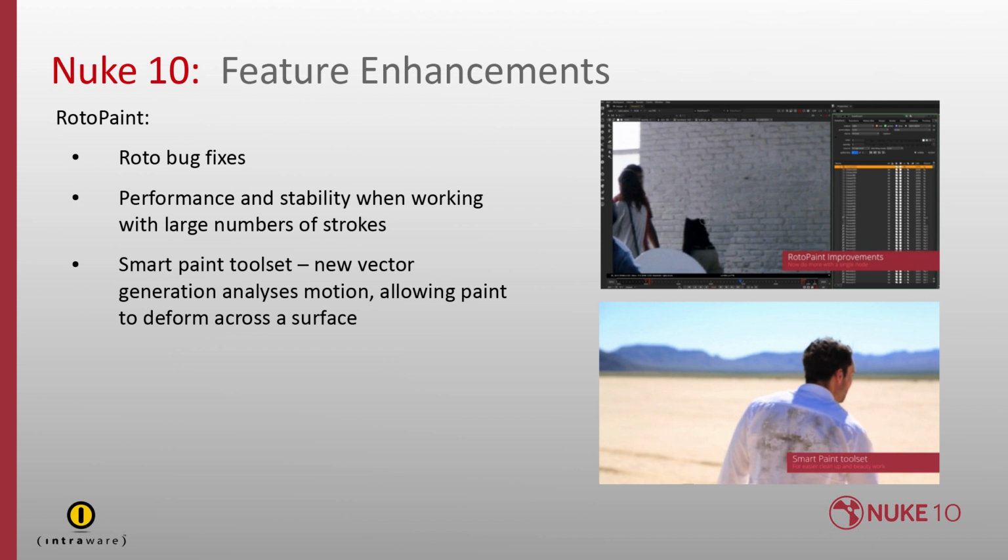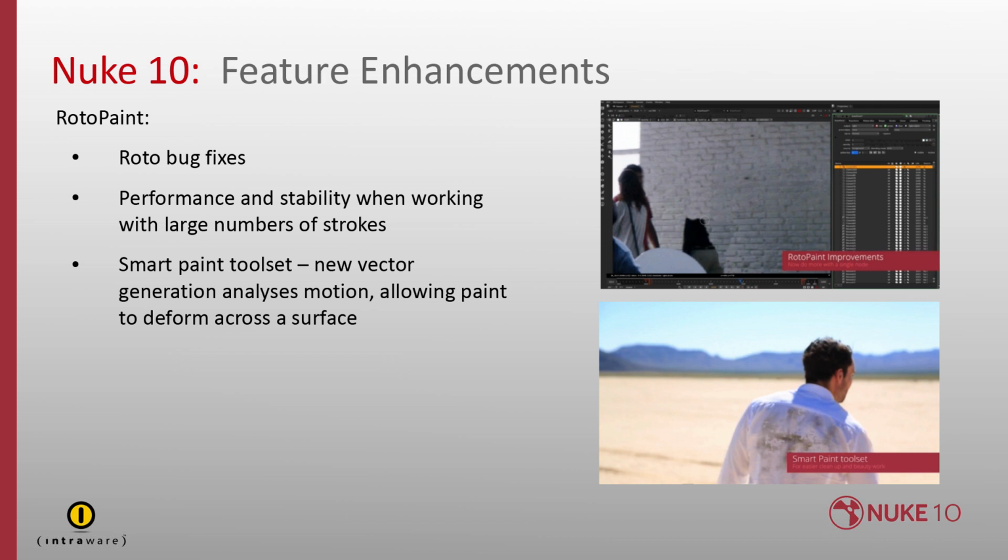In addition to this, during regular rotopaint, the response time between clicking and putting a stroke down has been improved, offering a more interactive experience. One of the new features in Nuke 10 is the Smart Paint toolset. This analyzes the motion in a plate to generate a new type of vector. With this, paint patches can be deformed across a surface to match the original animation in the plate.